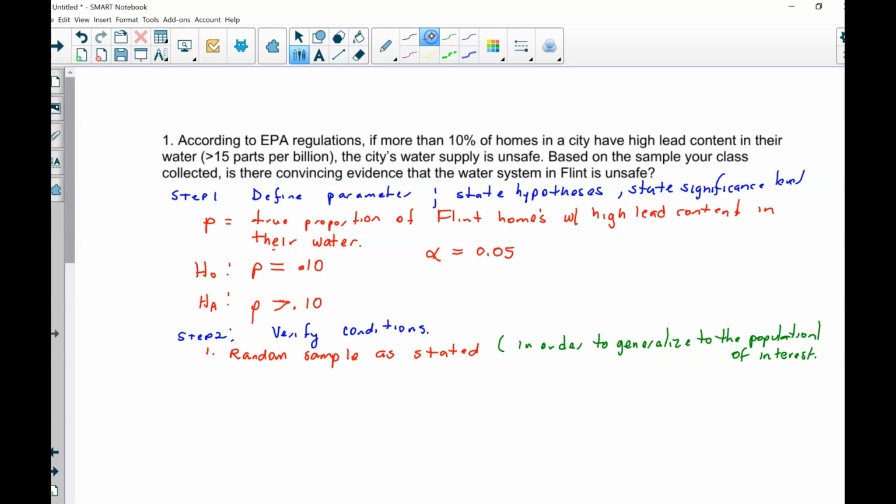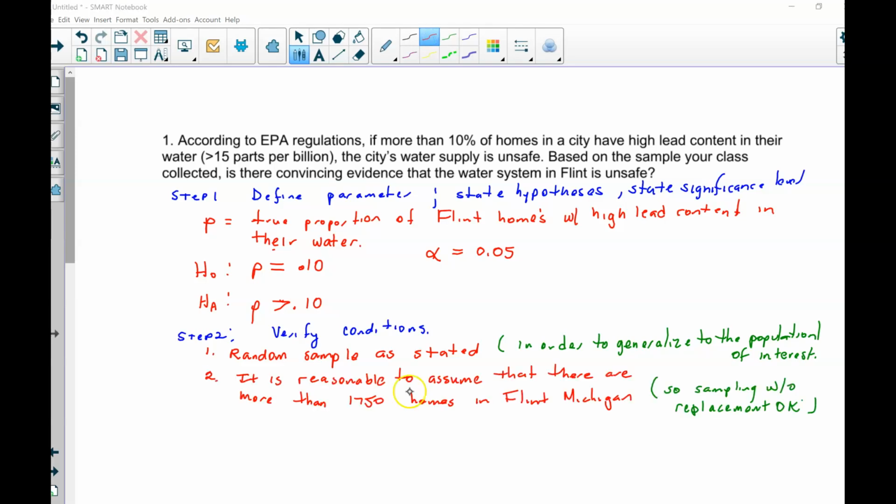Okay, so now we're up to the second condition. It is reasonable to assume that there are more than, and again, take your sample size and multiply it by 10, 1,750 homes in Flint, Michigan. It turns out that there are approximately 40,000. The purpose of this condition is so we can sample without replacement. So it's okay, and we don't break the independence condition, because the sample size is so much smaller than the actual population, so it's really not going to have much of an effect.